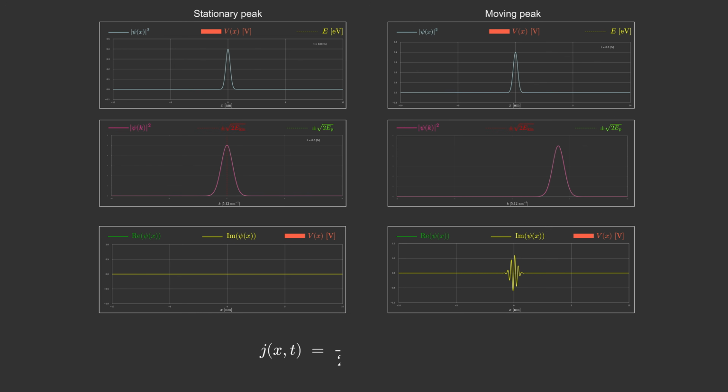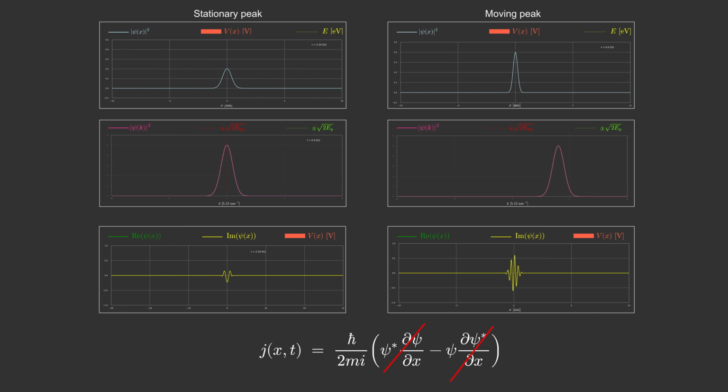In quantum mechanics, the probability current is defined like this, and therefore if you only have a real valued function, there is no probability current, because these two parts just cancel out. But if you develop the zero momentum Gaussian in time, the complex part will develop, because the probability starts to flow.